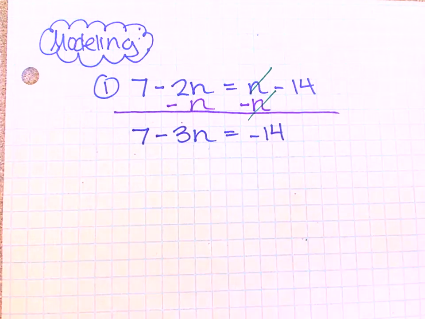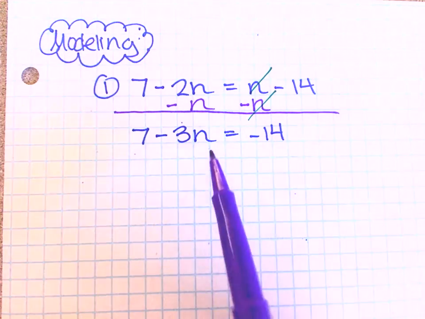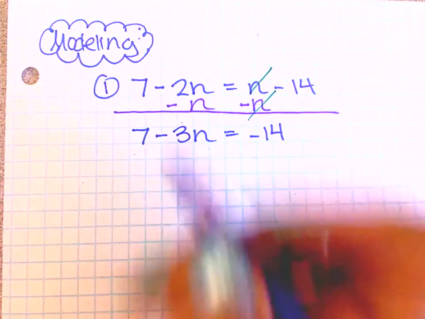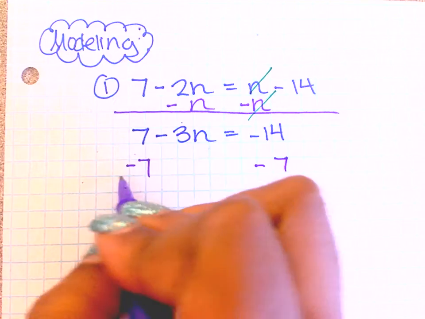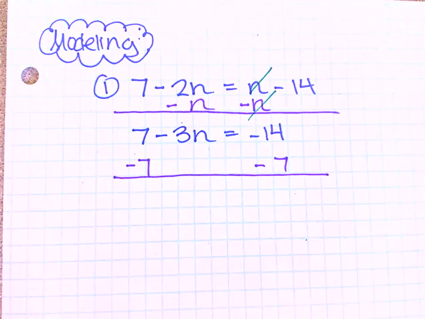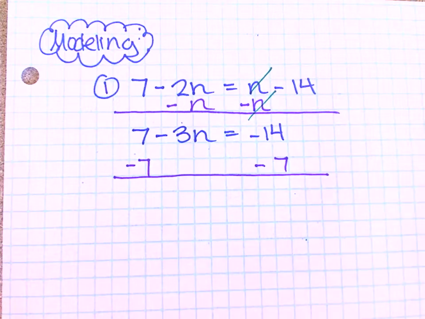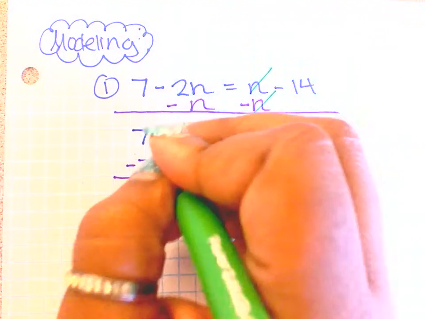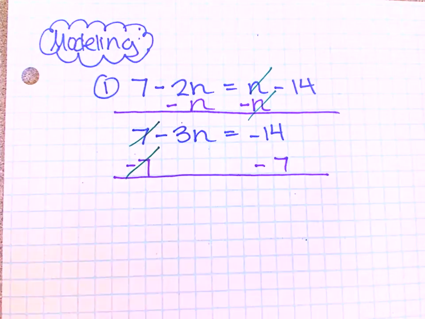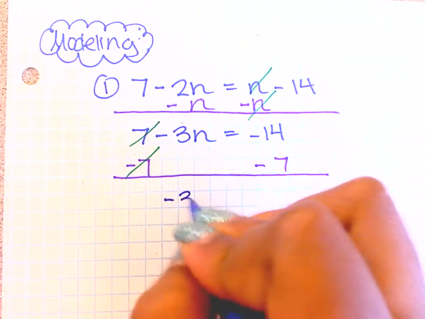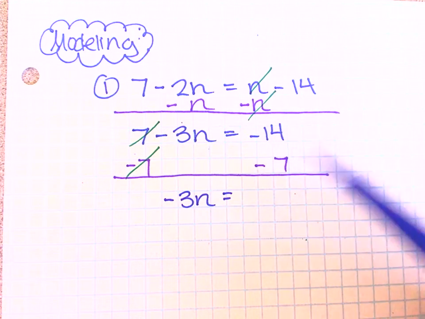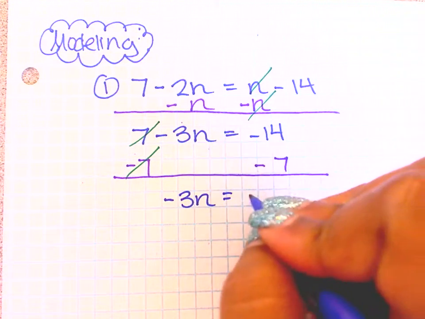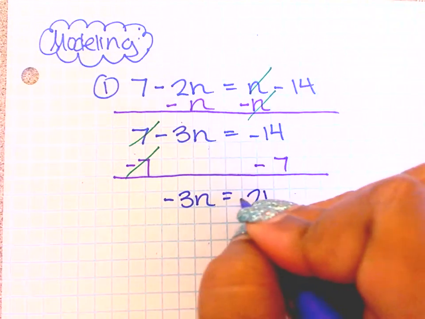So now the next thing I need to do is get this variable by itself. Here's a positive 7. So I'm going to get 7 on the other side by subtracting it. So I'm going to subtract 7 from both sides. So my 7's over here cancel out. So then I'm left with, on this side, negative 3n equals negative 14 minus 7. Same signs, add 21 and keep the sign, negative.